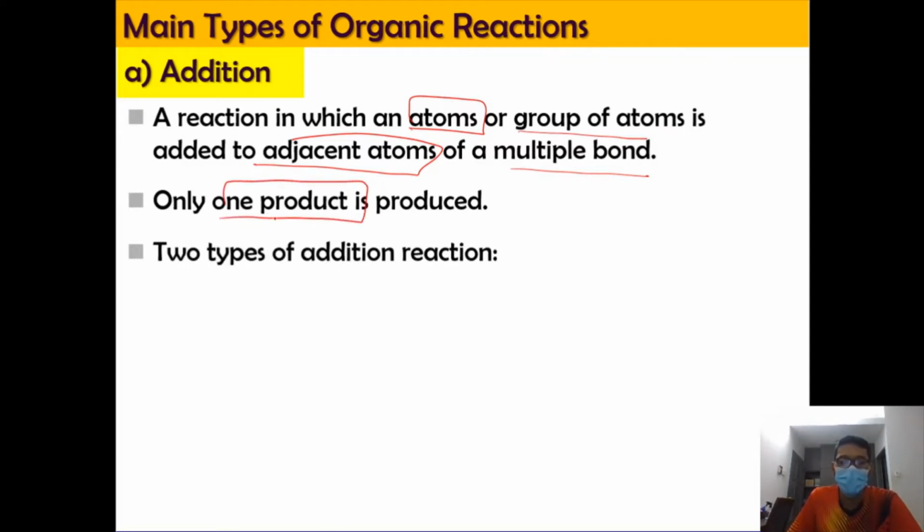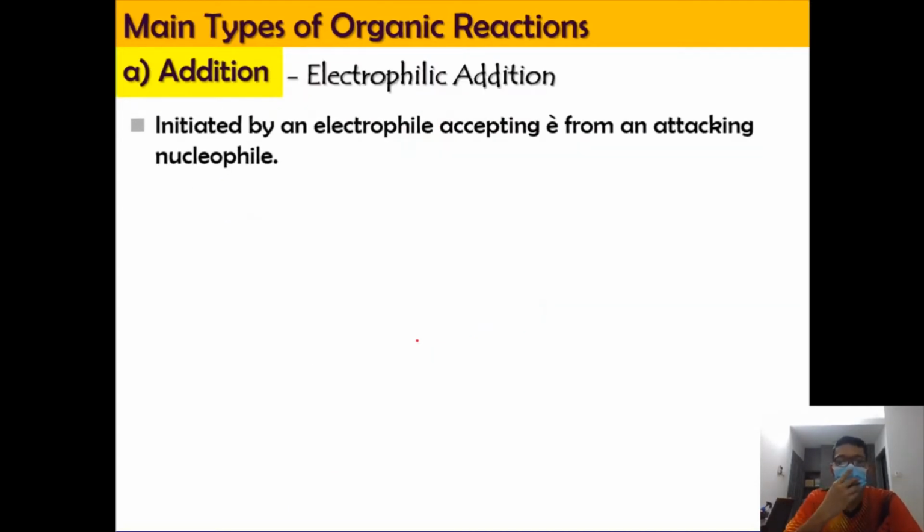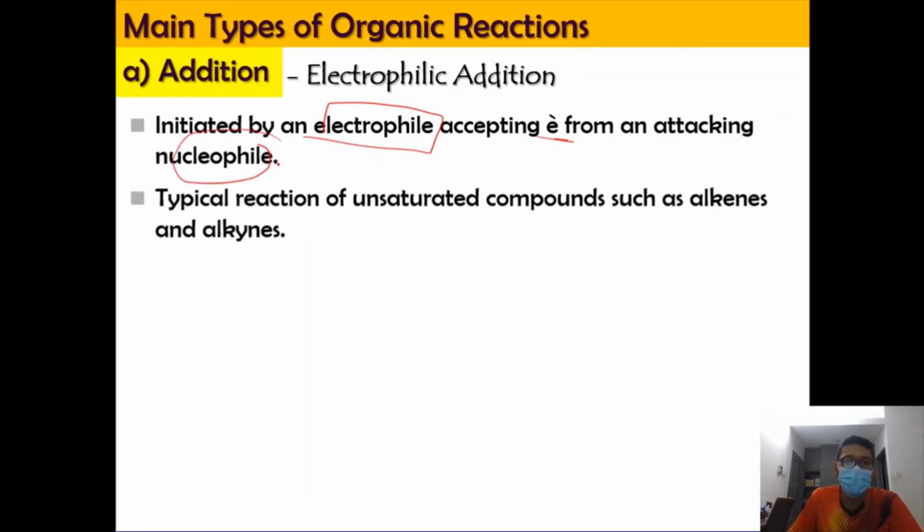Okay, and as mentioned, there are two types of addition reaction, which is electrophilic addition and nucleophilic addition. So let us focus on the electrophilic addition first. So electrophilic addition, nama pun electrophilic, it will be initiated by the electrophile accepting electrons from an attacking nucleophile. Alright, so this is the typical reaction for the unsaturated compound, for example, alkene or alkyne.